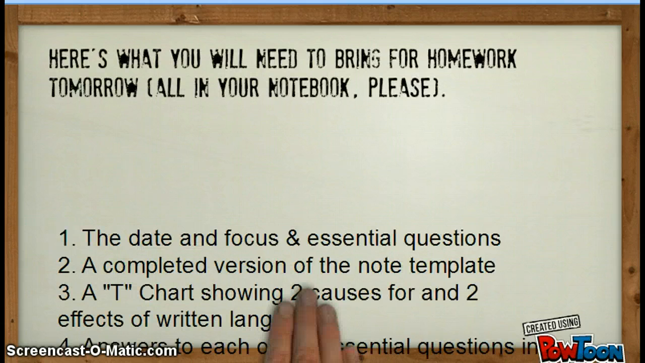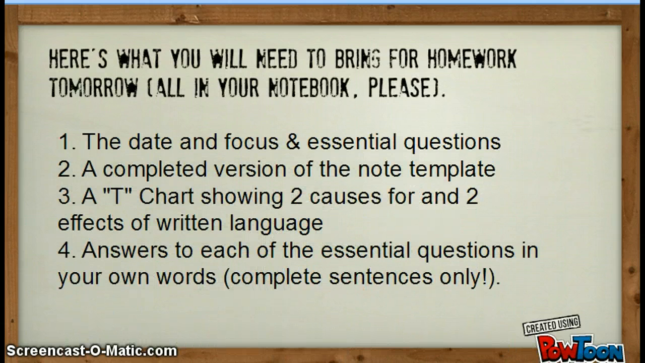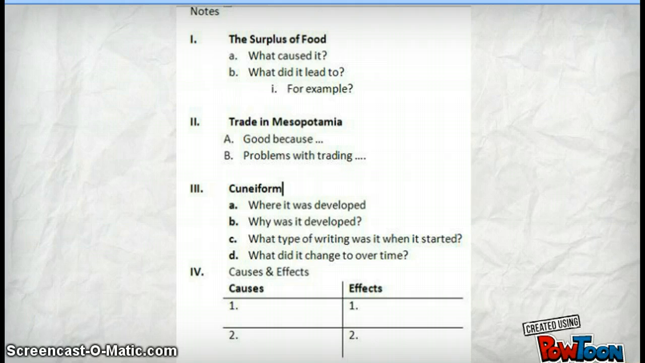Alright, so here's what I'm going to want to see from you tomorrow. I'm going to want to see in your notebook the date, along with the focus and the essential questions that you just copied. I'm going to want to see a completed version of the note template. You'll see that on the next screen. And a T-chart showing two causes for and two effects of written language. Finally, I'm going to want you to answer each of the essential questions in your own words in your notebook using complete sentences only.